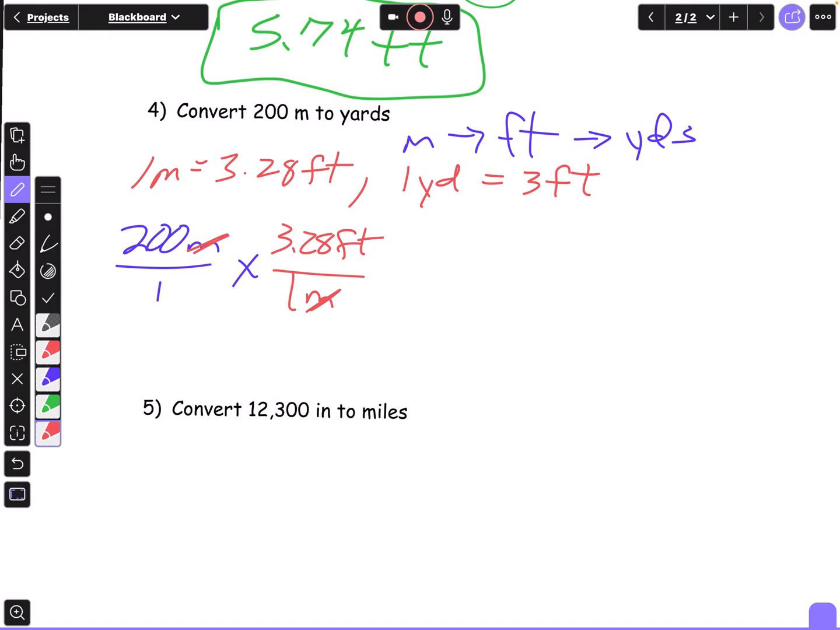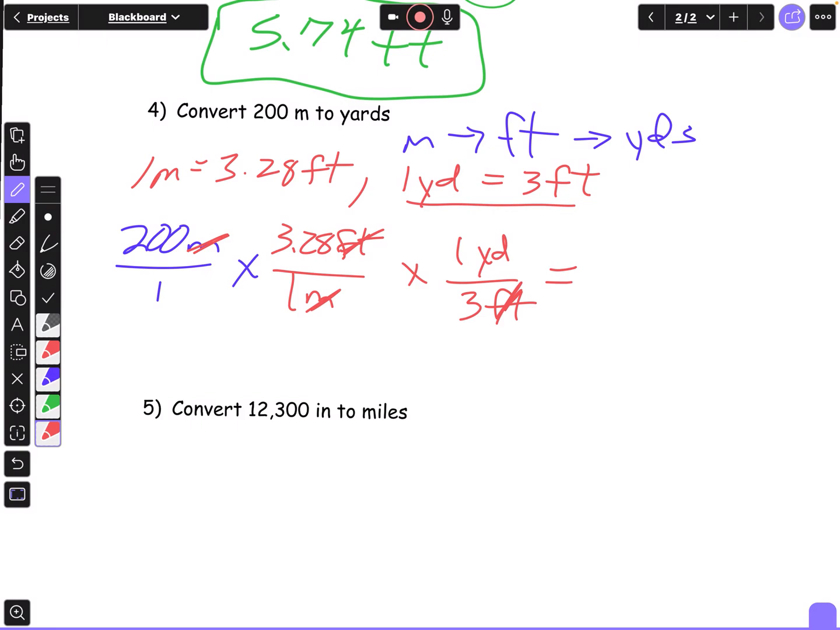But then I want to go to yards. So I'm going to keep multiplying out. Now for my conversion factor right here, I'm going to put the 3 feet on bottom because I want feet to cancel, and the 1 yard on top. That way my feet will cancel because one's on top, one's on bottom. And the only units left is yards. That's what I'm looking for.